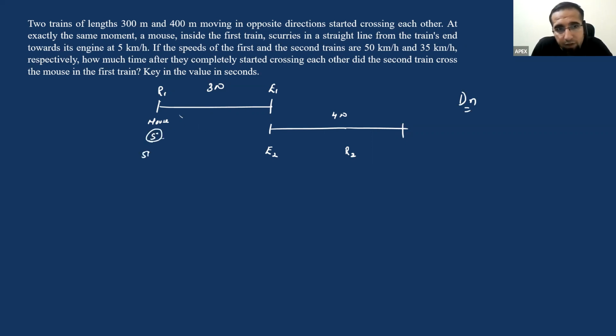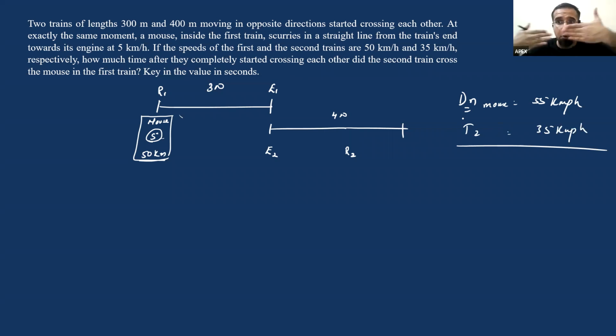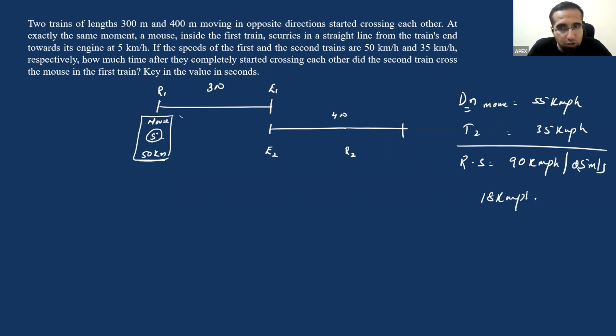Speed of the first train is 50 kilometers an hour. Now, understand what is the effective speed of the mouse? The effective speed of the mouse, or downstream speed of the mouse, becomes 55 kilometers per hour. Train 2 is moving at 35 kmph, which means the relative speed, because both the bodies are moving in opposite direction, becomes 90 kilometers per hour. This can be written as 25 meters per second, because 18 kmph is equal to 5 meters per second. 18 into 5, 5 into 5.